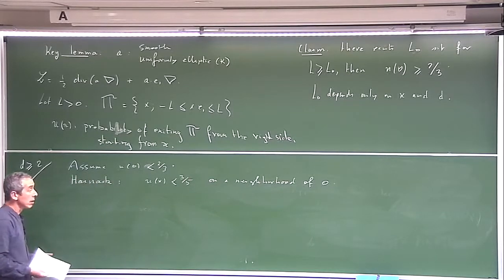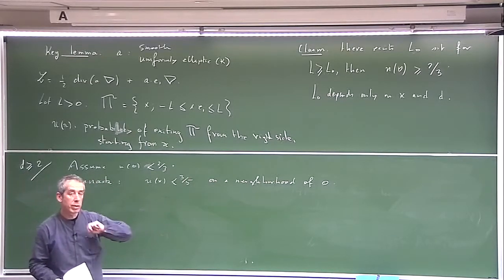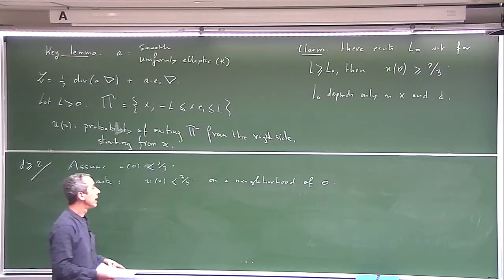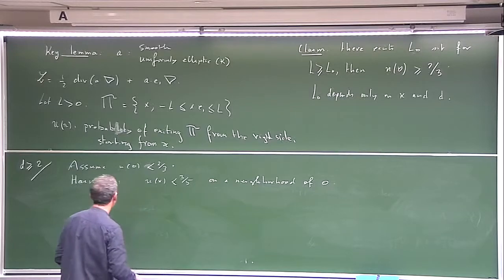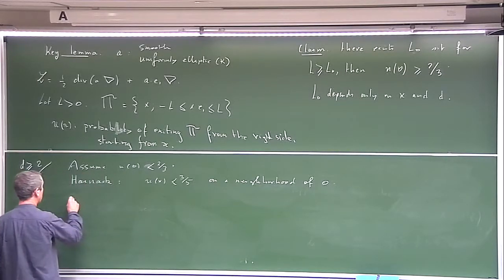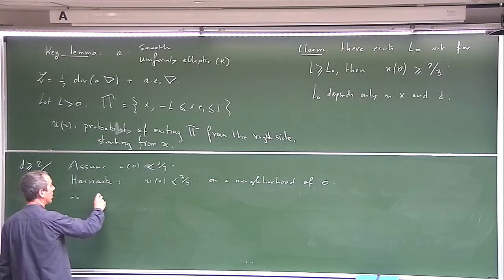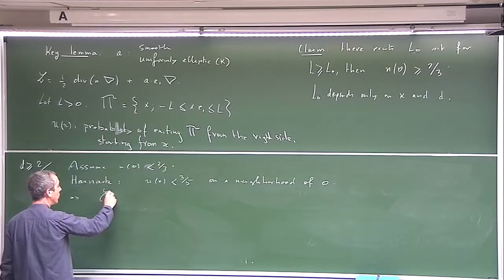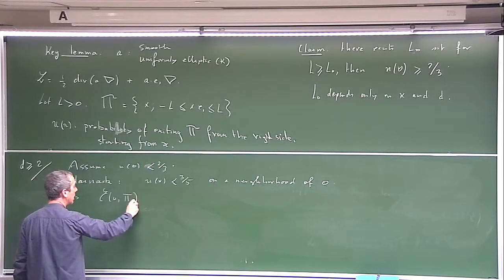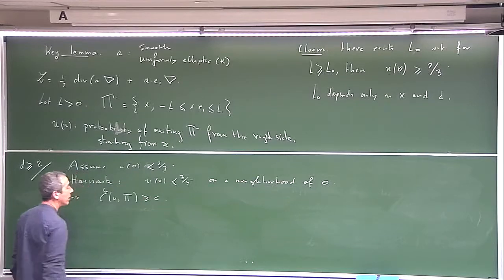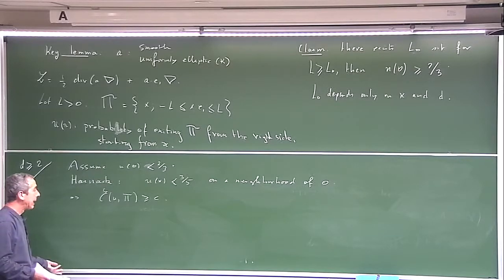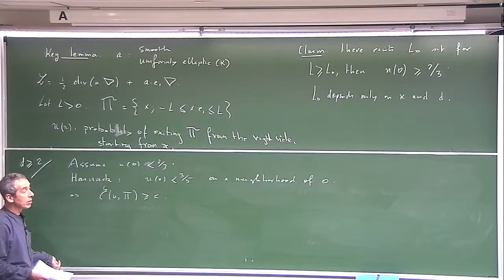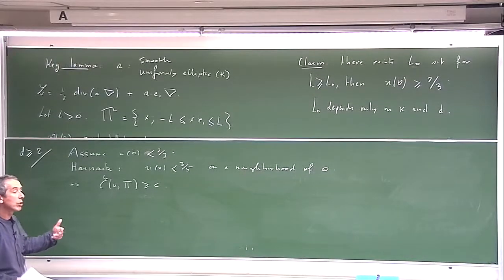Once we have this, we can just repeat the argument which is there. And then we get a lower bound. So we get a certain constant such that the energy of U on pi will be larger than this constant. And the constant does not depend too much on L.